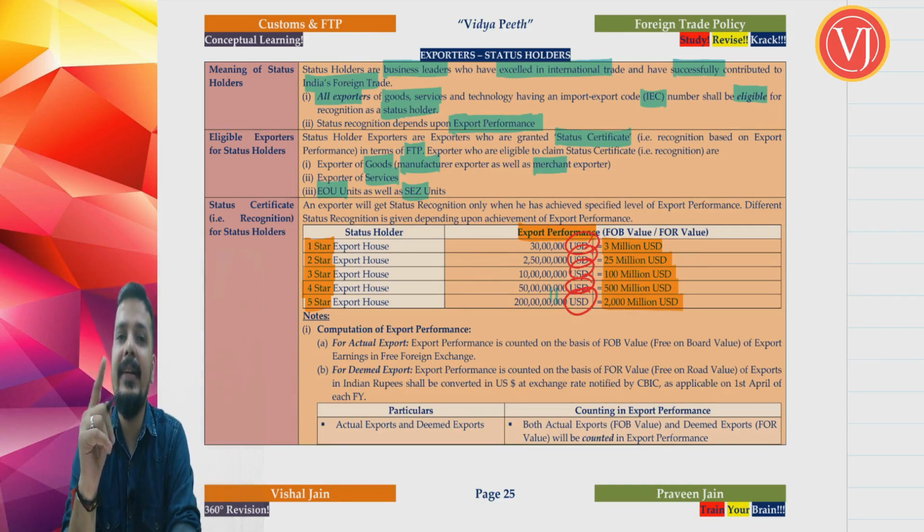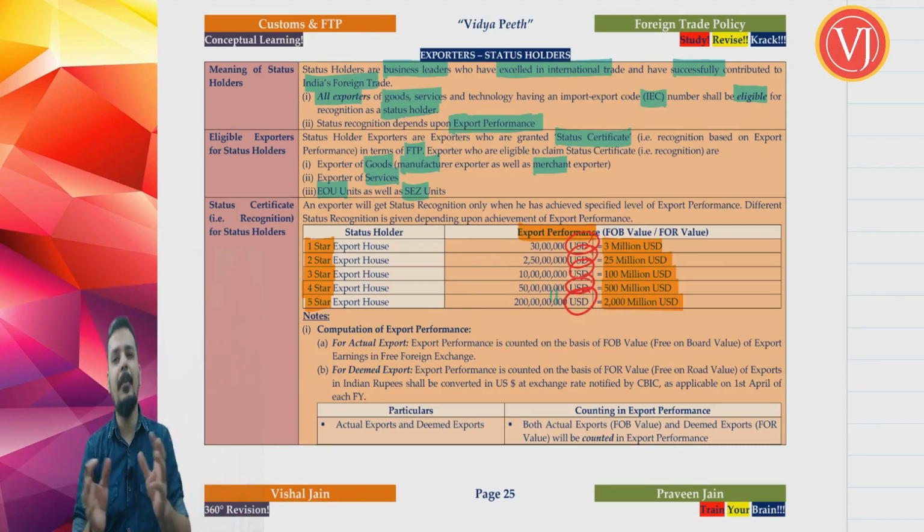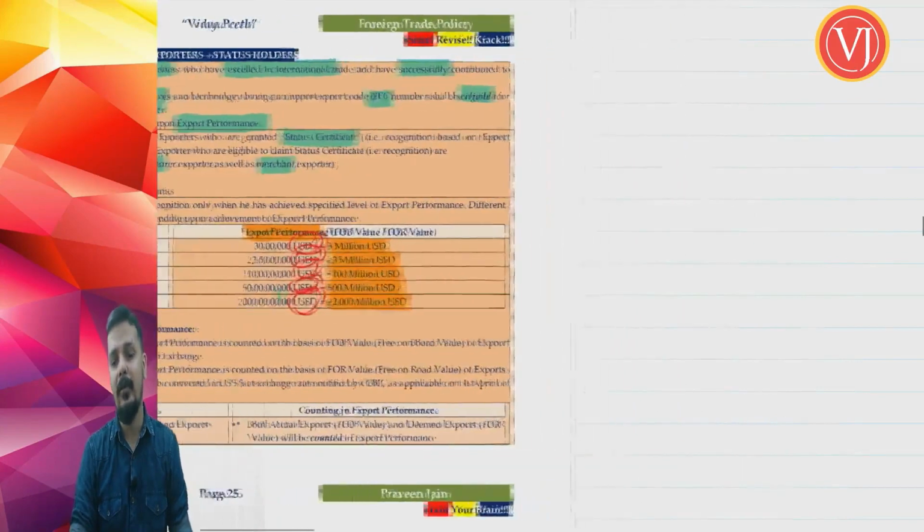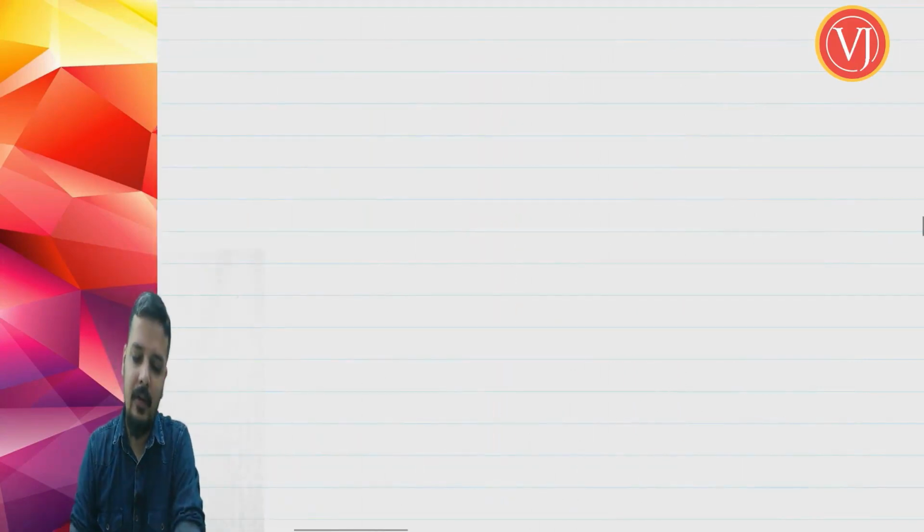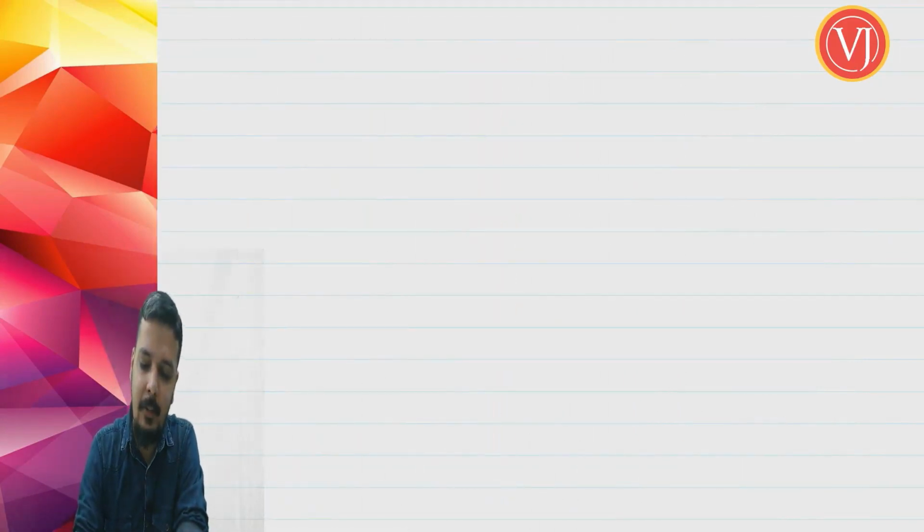And what is the category? 3 million, 25 million, 100 million, 500 million, 2000 million US dollars. You should achieve that. And how you should check that achievement, that we'll be discussing. Hold for a minute. Now you should be very clear when you're talking about your star houses or status holders. A few things you have to understand.